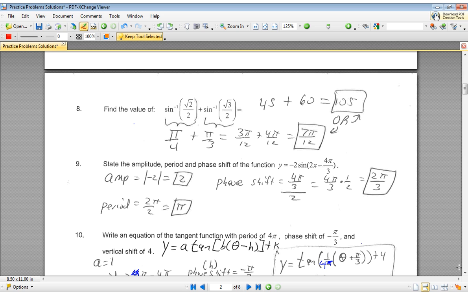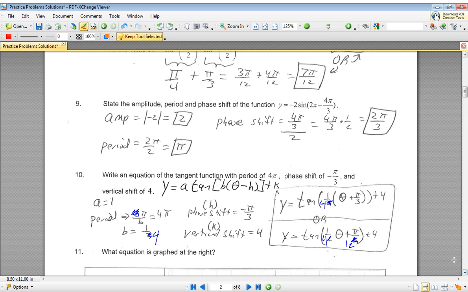They're the same value. State the amplitude, period, and phase shift of the function. Amplitude is A, but remember it's the absolute value of A. Period for sine and cosine is 2 pi over b, and b is 2 here. If it was tangent, it would be pi over b. And phase shift, set the parentheses equal to 0.